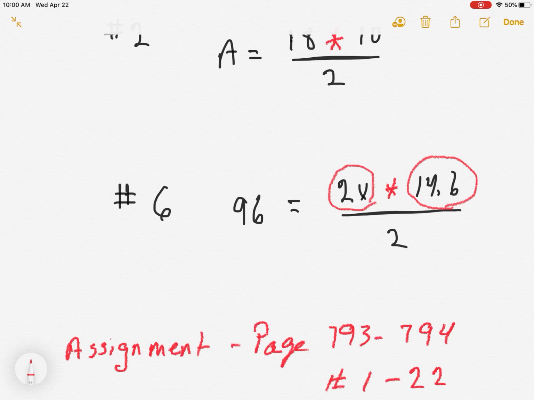And I think you know how to solve this. We're going to multiply both sides by 2 and then divide both sides by 2 and 14.6. Or in other words, divide both sides by 14.6.